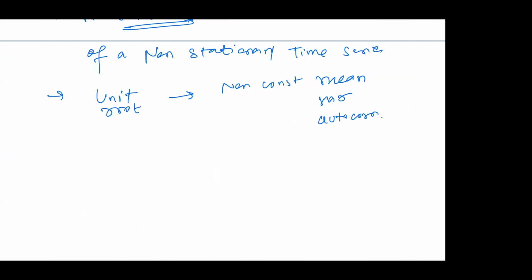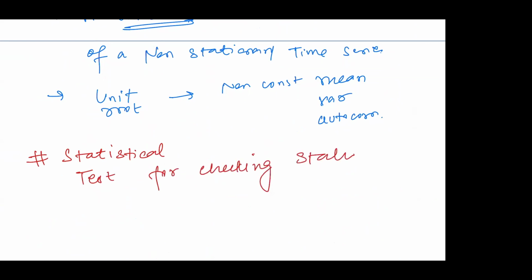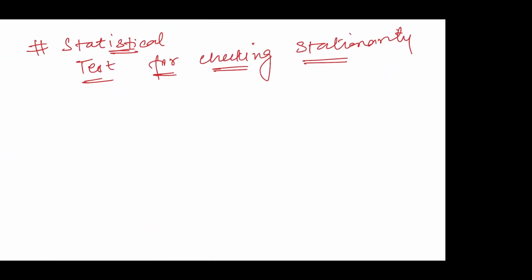So let's see what the statistical tests for checking stationarity are. There are two common tests that most people use: the augmented Dickey-Fuller test and the KPSS test. Yeah, Sujan, you are right, I saw your comment in the chat.